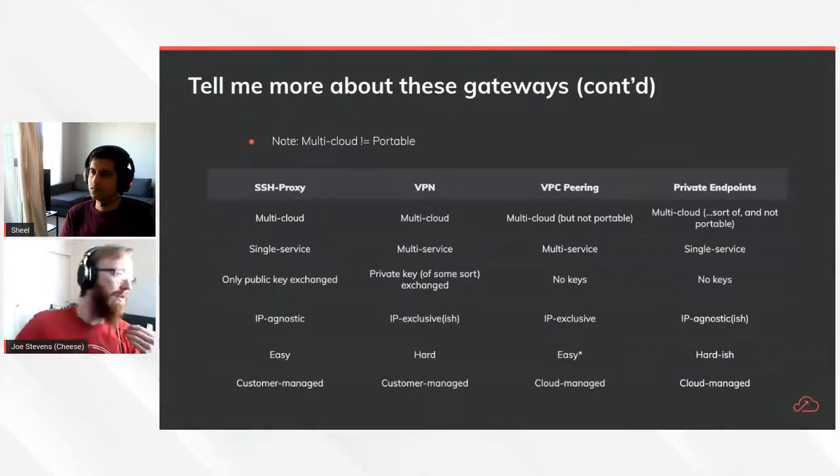Another nice characteristic of it is it is IP agnostic. Specifically, the only thing this depends on is namespace resolution locally, and everything kind of just works because the bastion is resolving the hostname of the endpoint, so you don't need to exchange any DNS record sharing either. On the whole, we consider this to be a very easy solution.